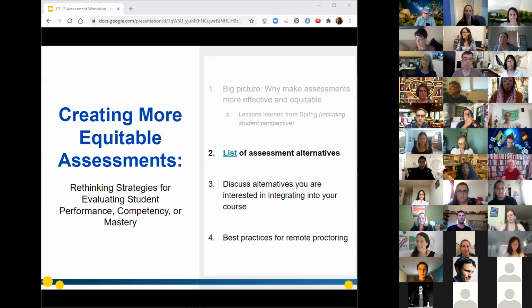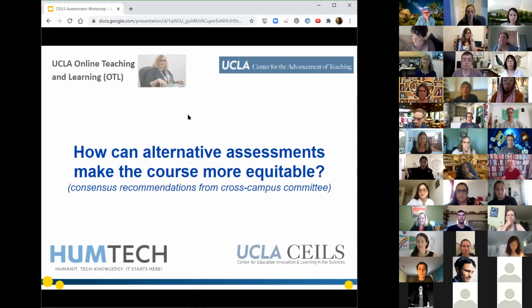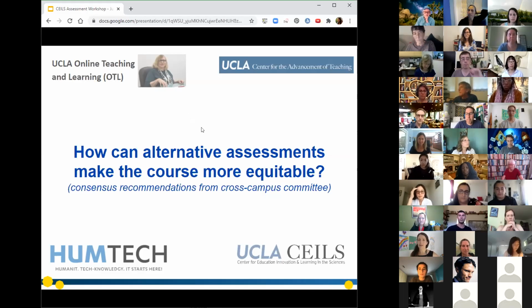Okay, great, we have Shauna up. Hi, everybody. I'm Shauna, Senior Associate Director at CEILS. And we're going to talk about a list of alternative assessments that you can consider, especially with equity considerations. This was originally created by a cross-campus committee. These are recommendations from Jan Reif and her team, who report to the Chancellor, to really focus on best practices for assessment.